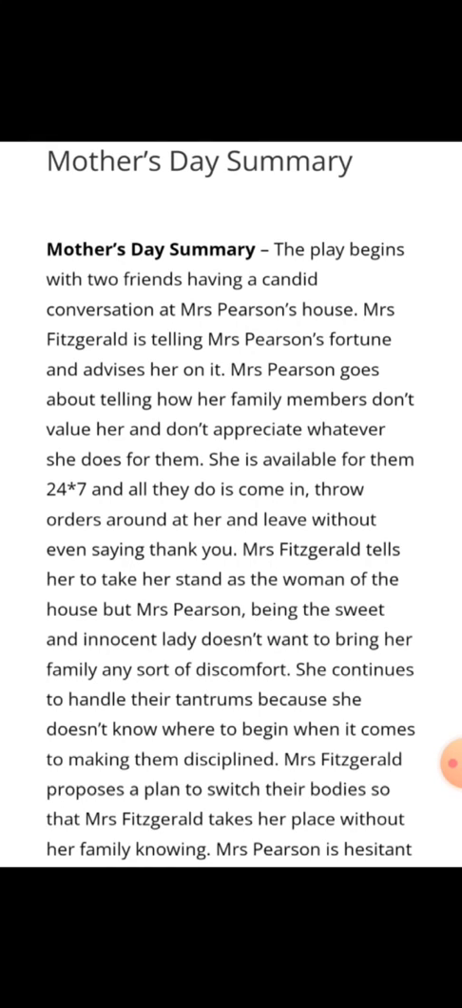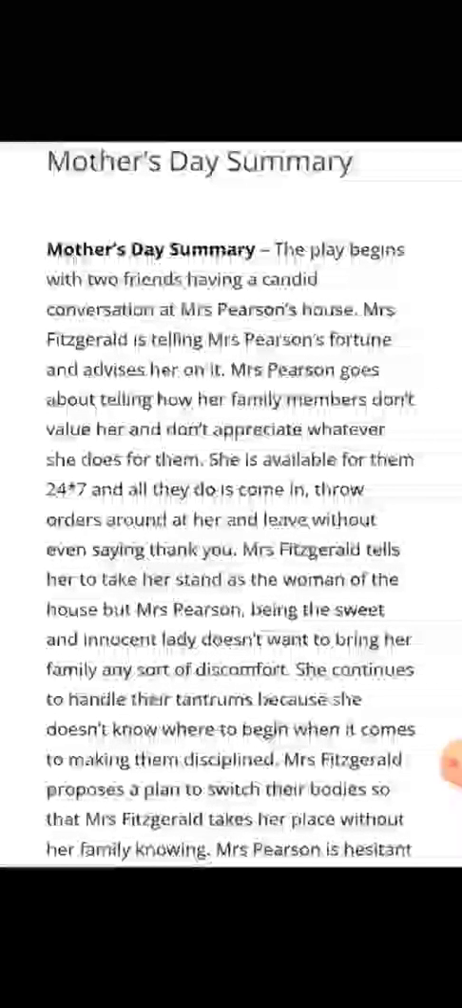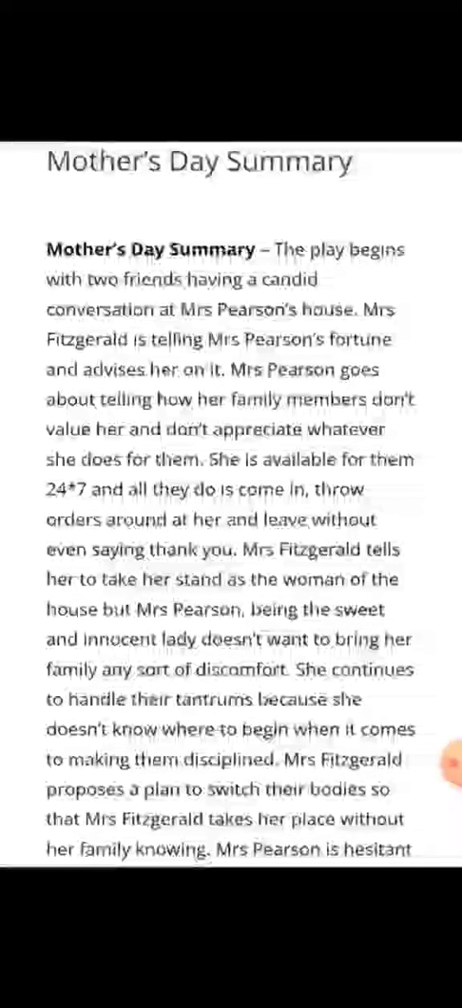Mrs. Fitzgerald proposes a plan to switch their places so that Mrs. Fitzgerald takes her place without her family knowing. After listening to everything from Mrs. Fitzgerald, Mrs. Pearson is not affected, because she's still the same. She still thinks about her family's betterment, but Mrs. Fitzgerald, the neighbor, does not accept this. She tells her not to do that. She has to be firm and strict with her family, because without strictness she would not get back her respect.